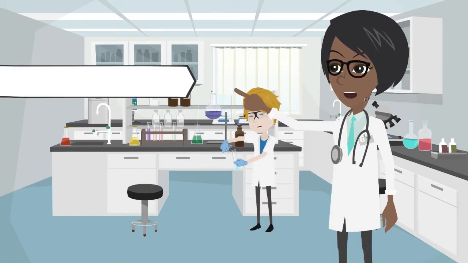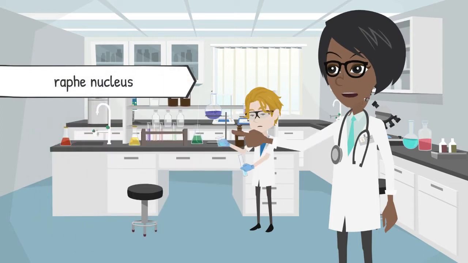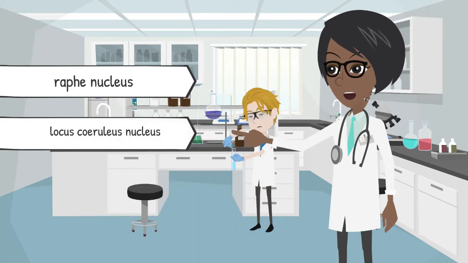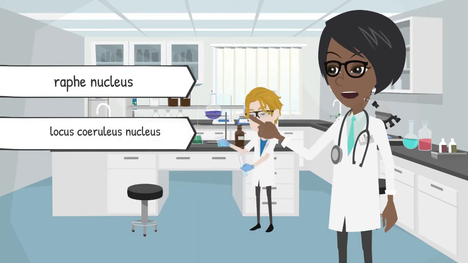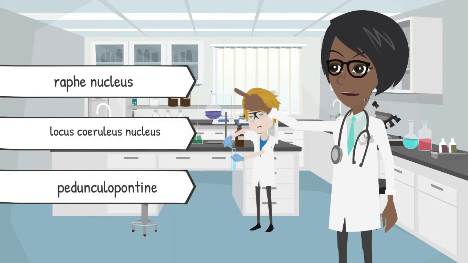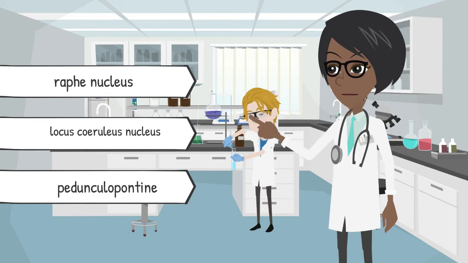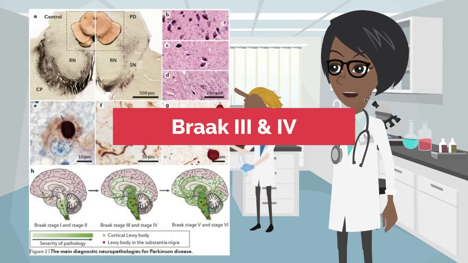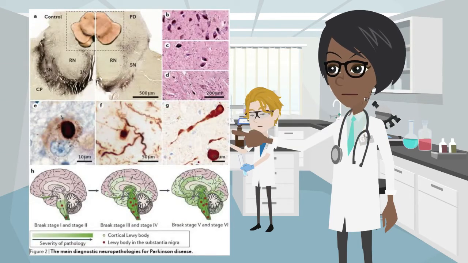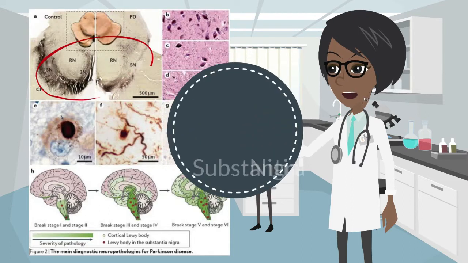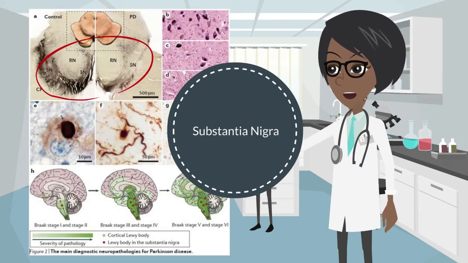This pathway is represented by the Raphe nucleus, responsible for the release of serotonin, the locus coeruleus, responsible for the release of norepinephrine, and finally the pedunculopontine nucleus. Braak stages 3 and 4 are when the neurodegenerative process has finally affected the substantia nigra, and other deep nuclei of the midbrain and the forebrain.